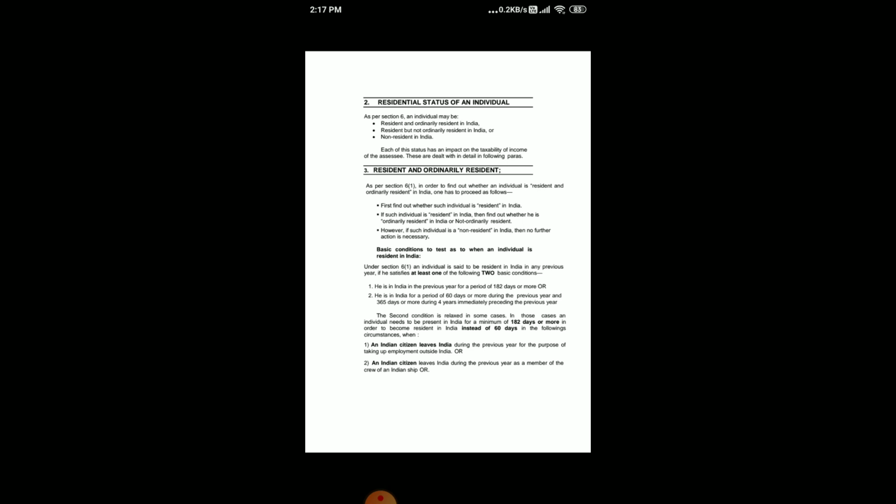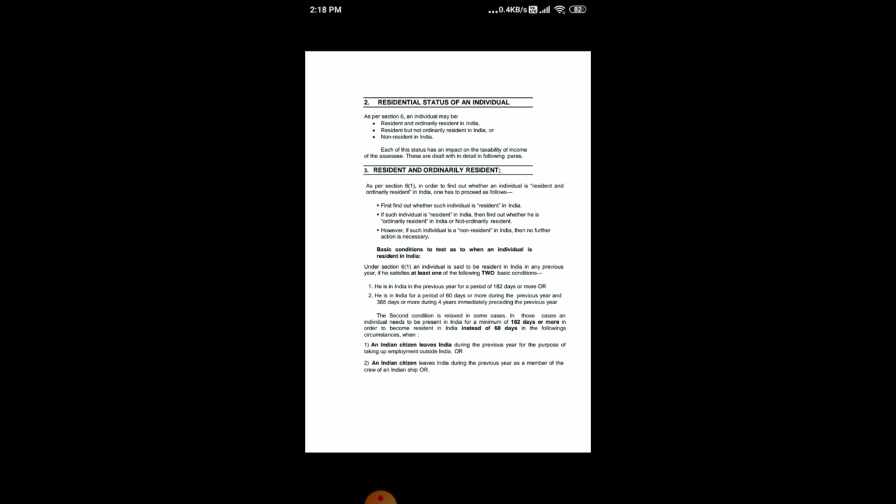The third step is, if such individual is a non-resident in India, then no further action is necessary, right? If that particular assessee is non-resident, then no further action is required. Maybe he is resident in some other country, where he will be doing his financial transactions, and there the tax and other matters will be paid.